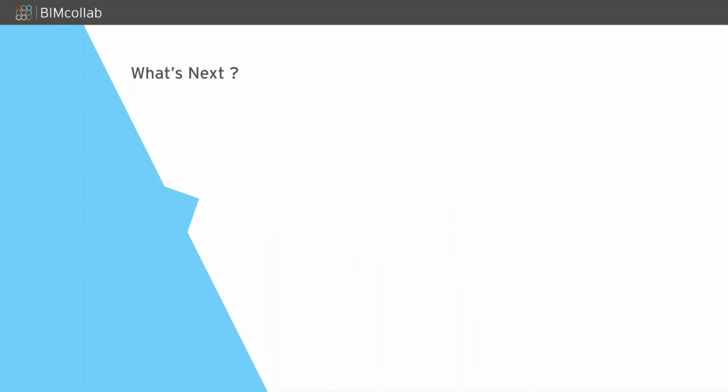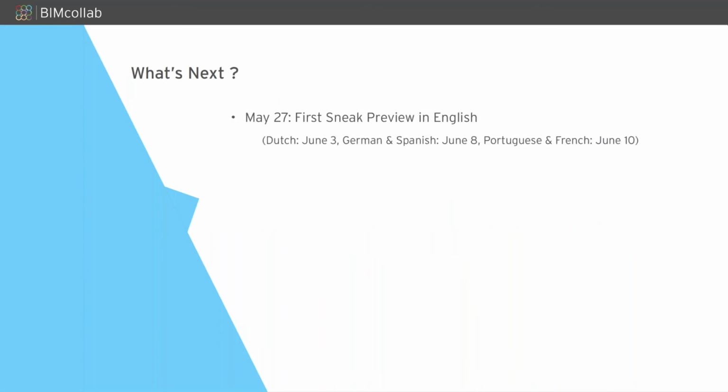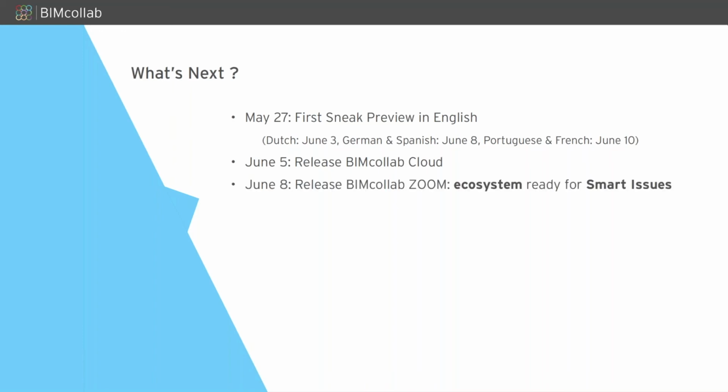So what's next? Today was our first sneak preview. On June the 3rd, we will start by also rolling out new webinars for different languages that you see on the screen. The release for the BIMcollab clouds to prepare for the smart issues will start on June 5th, rolling to June 8th, when BIMcollab Zoom will be updated and the entire ecosystem is ready for smart issues.